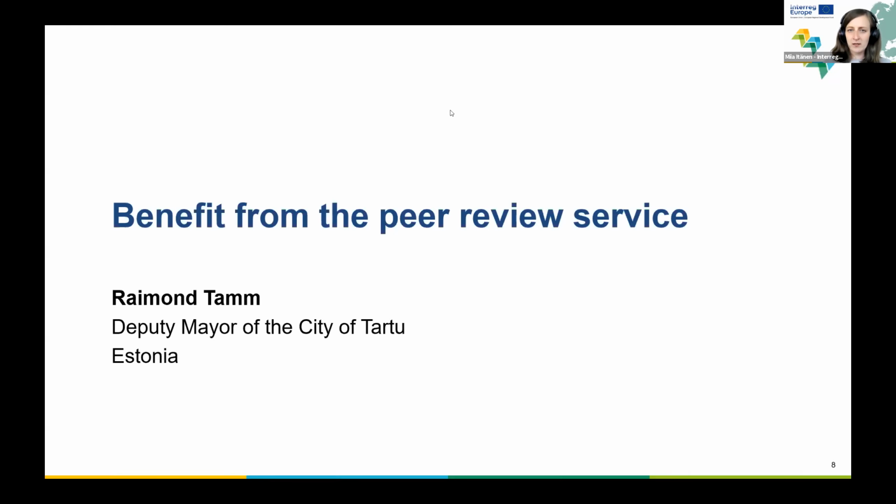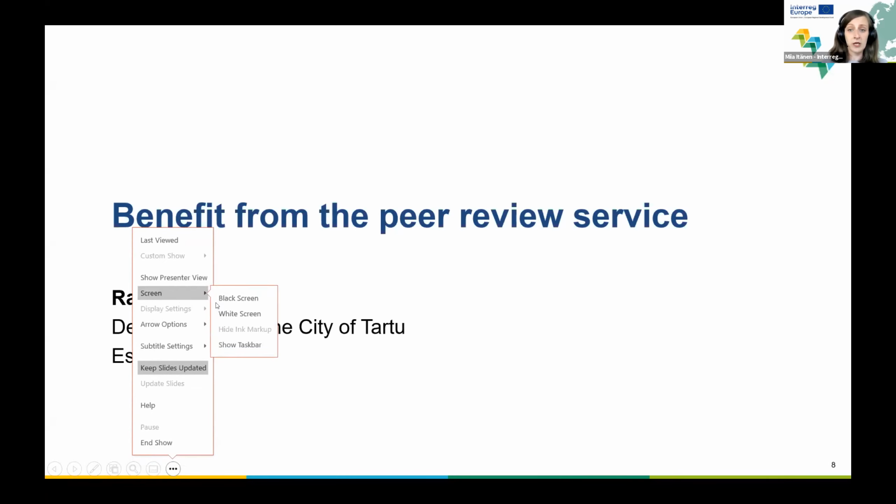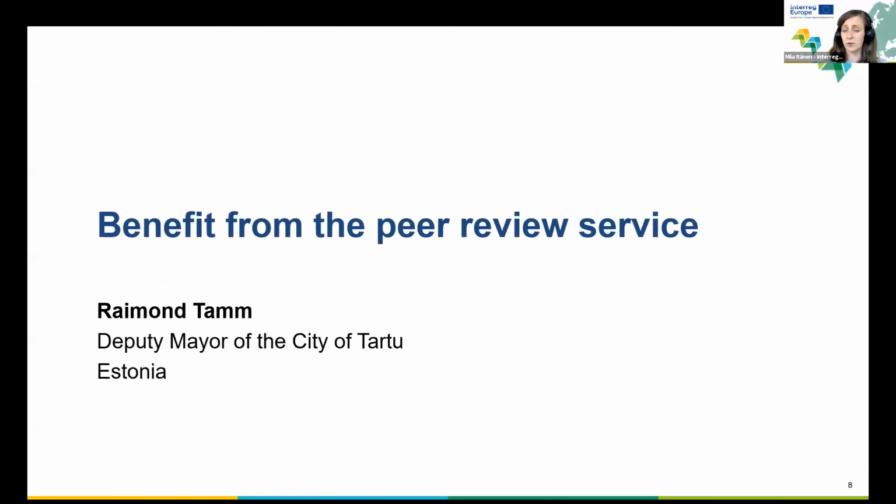We want to switch gears a little bit now and go from, okay, cooperation is nice, we should be doing it, it's very useful. Yes, but for what? Let's start talking about real experiences. To do that, our first guest speaker today, talking about the benefits of the platform services, is Raimond Tamm, the Deputy Mayor of the city of Tartu from Estonia. They've made use of the peer review service for their own city, but I will let them tell you more. So Thorsten and I will leave the floor to Raimond.